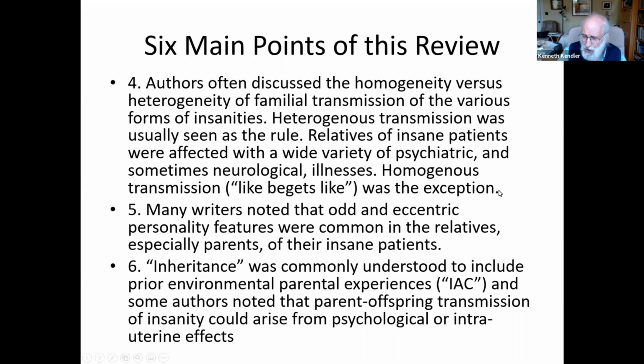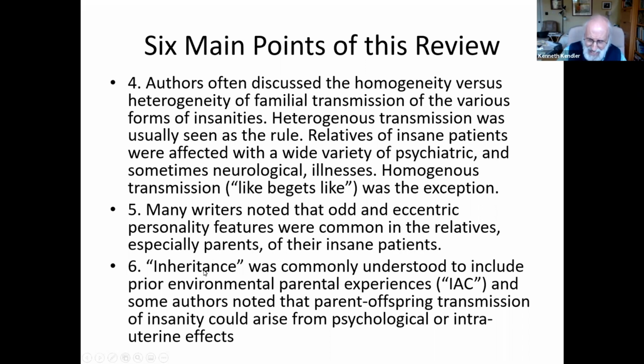It's interesting that two kinds of syndromes are mentioned repeatedly across these textbooks as being homogeneously transmitted. One is much of what we would call cyclic psychosis or manic depressive illness, and the other was suicide, with a number of authors noting suicides running in families with high levels of homogeneity. Fifth, many writers noted that odd and eccentric personality features were common in the relatives and especially parents of their insane patients. And this obviously is a prequel to later developments of schizophrenia spectrum conditions within our own time period.